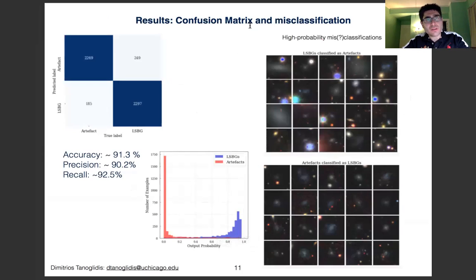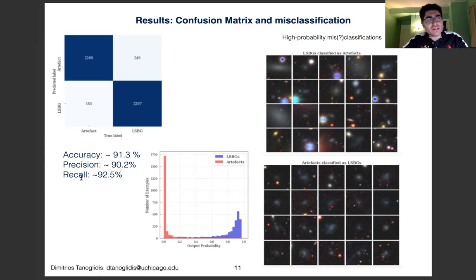Some more results. You can see the confusion matrix, the true versus predicted labels for the test data set. We achieve an accuracy in the prediction of 90%, with a precision of 90%, so we miss less than 10%, something like 9.8% of the low surface brightness galaxies that do not pass our classifier.